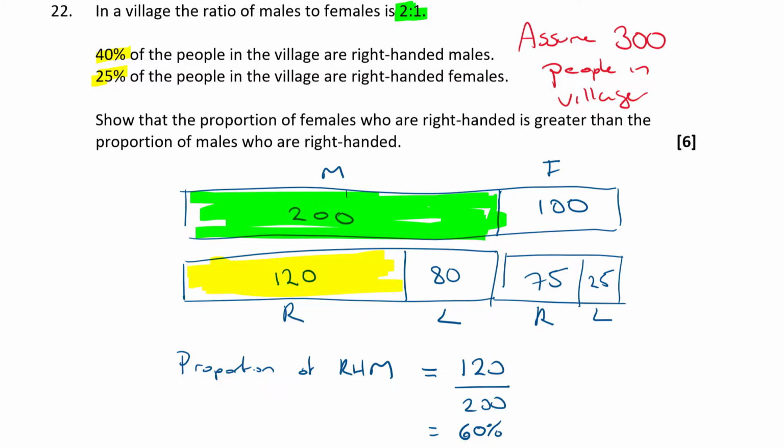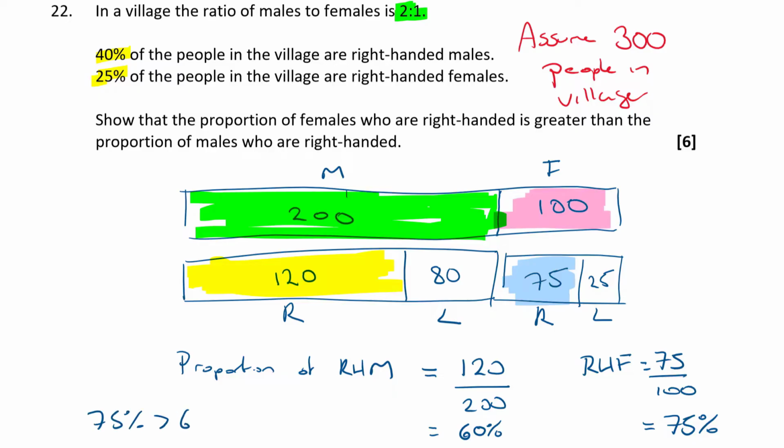And then for females, so right-handed females, that's going to be my 75 right-handed females out of a total of 100 females, then, isn't it? So that's going to be 75 over 100, which is 75%. Okay, show that the proportion of females who are right-handed is greater than the proportion of males who are right-handed. Well, 75% is bigger than 60%.